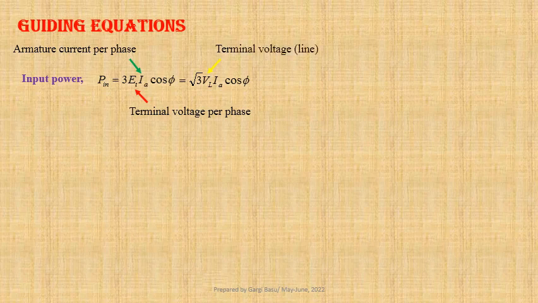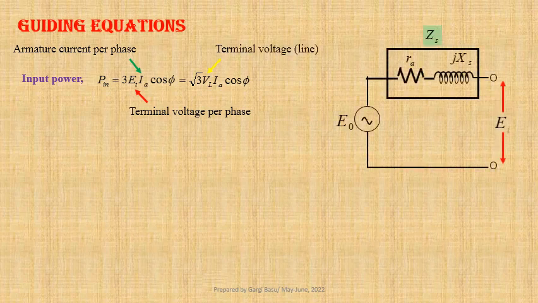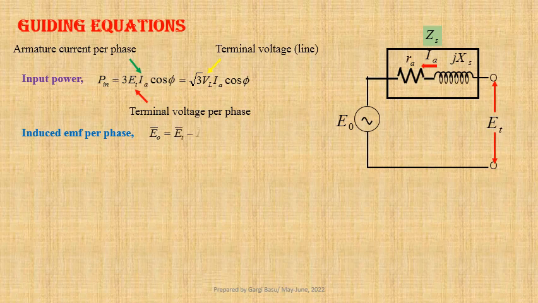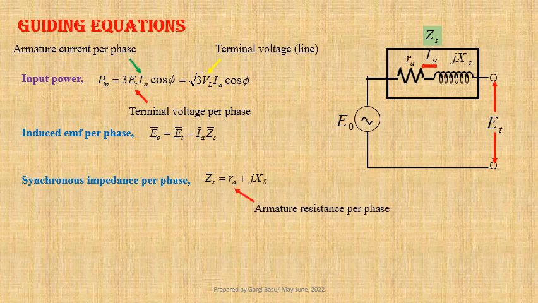Let us draw the per-phase equivalent circuit of a three-phase synchronous motor. From this circuit we can write induced EMF per phase E0 equals ET minus IA into ZS, where synchronous impedance per phase ZS equals RA plus jXS. Here RA is the armature resistance per phase and XS is the synchronous reactance per phase.